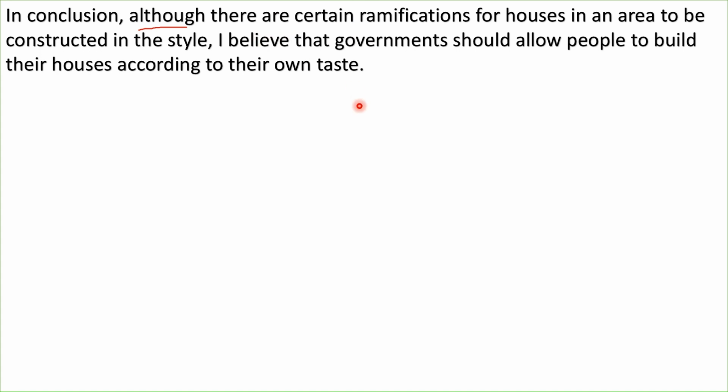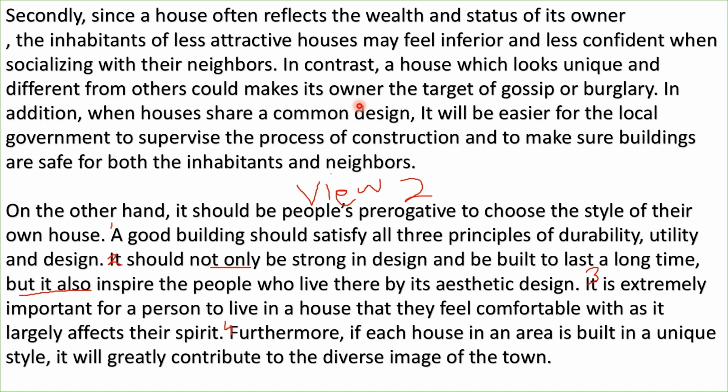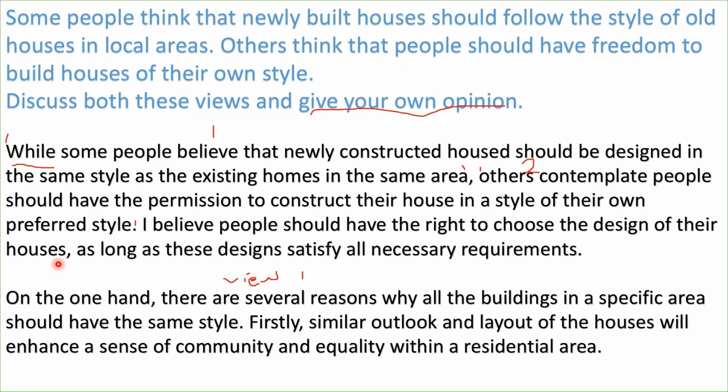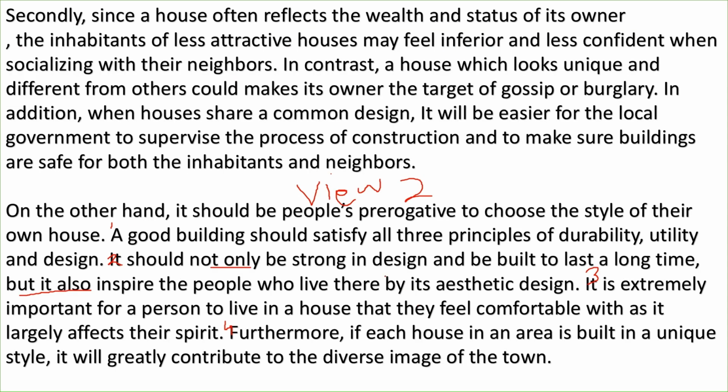Let's see how many different kinds of sentences we have used here. Let me show you. This is a compound sentence, while. This is also a compound sentence, since. Since is also a compound sentence. A house reflects the wealth and status of its owner. The inhabitants of less protected houses may feel inferior and less confident when socializing with their neighbors. And this is also a complex sentence. When, this is also a complex sentence. And this is compound, not only but also. If is a complex sentence, a conditional sentence.